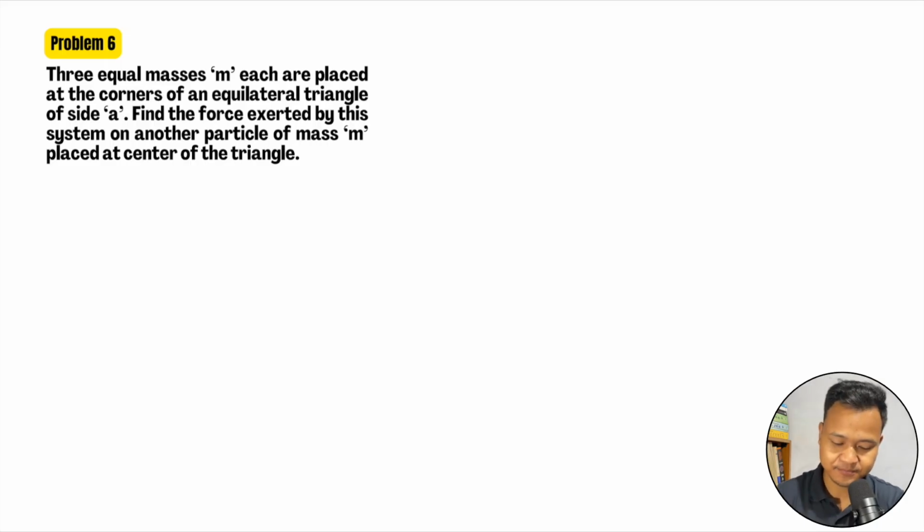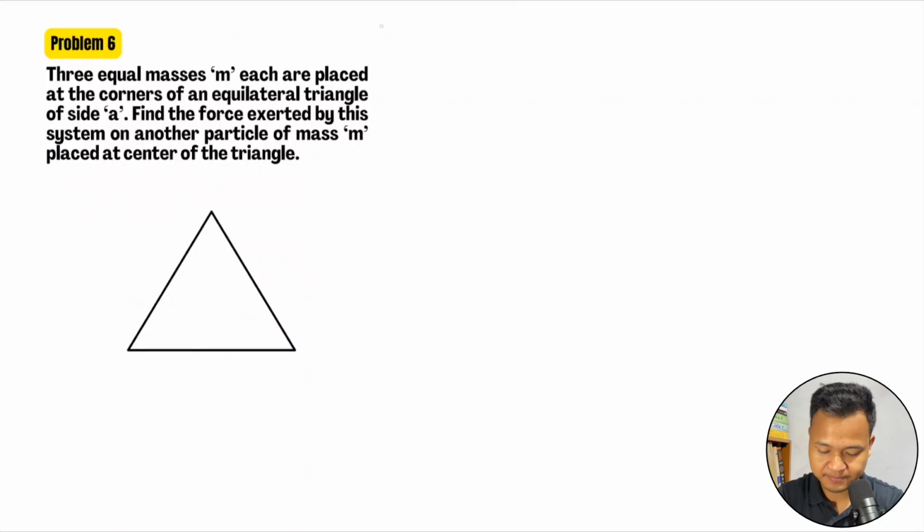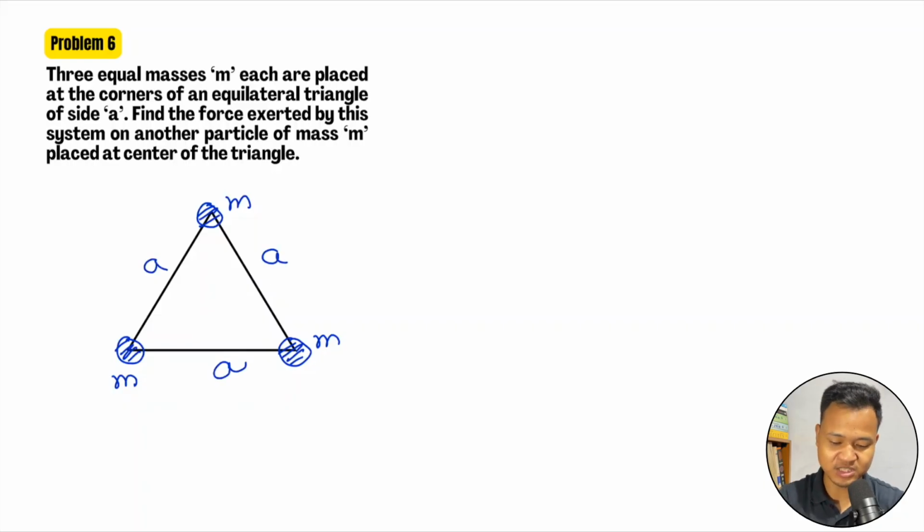Okay, next. Three equal masses of M each are placed at the corners of an equilateral triangle of side a. Find the force exerted by this system on another particle of mass M placed at the center. Here the masses are the same, mass M, and the side is a. Let's solve this, it is a JEE-type question.